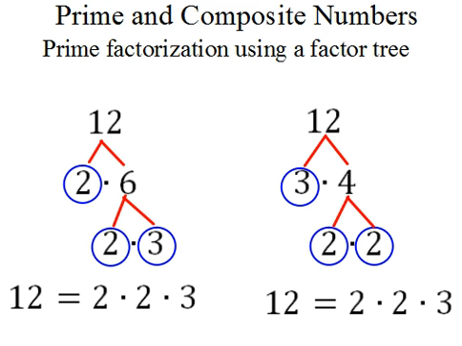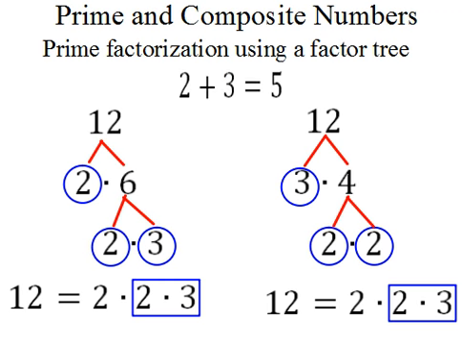So now we go back to the original problem, which was to find the sum of the two largest prime factors of 12. Well, the two largest prime factors are 2 and 3. So sum means add, so 2 plus 3 is 5, which would be your answer.